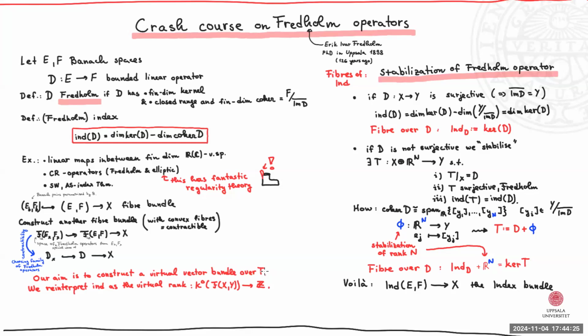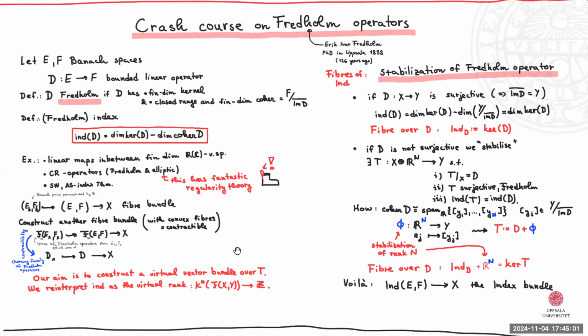So our aim now is to construct a virtual vector bundle over, and it should not be T here, but X, I'm sorry. No, not X. It should be over D. So we want to construct a virtual bundle over this big space here or this already contracted space here, and reinterpret this index as the virtual rank, that goes from this K0 theory to Z.